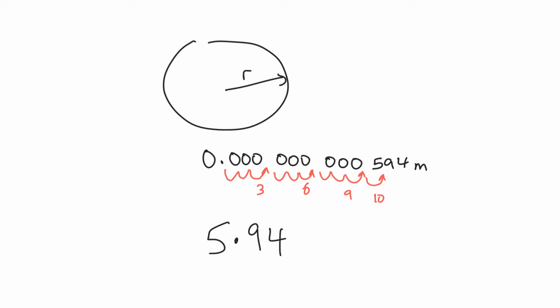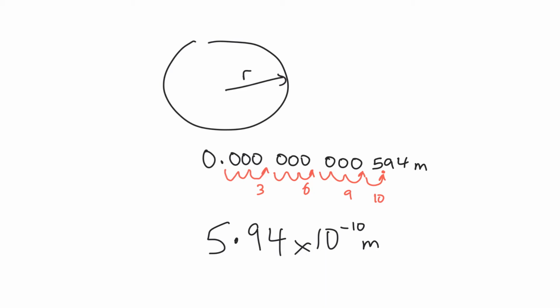Because that decimal is now all the way there, I've made a number between 1 and 10. So times 10 to the positive 10 or negative 10? Well, if the original number is smaller than 1, it's negative the number of times I moved it. So it's 5.94 times 10 to the minus 10 of a meter.